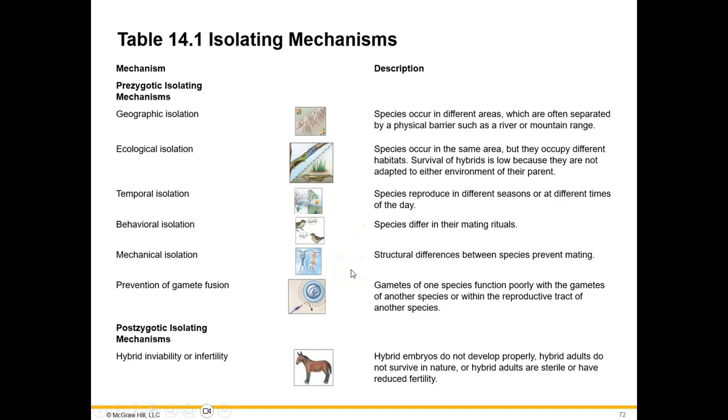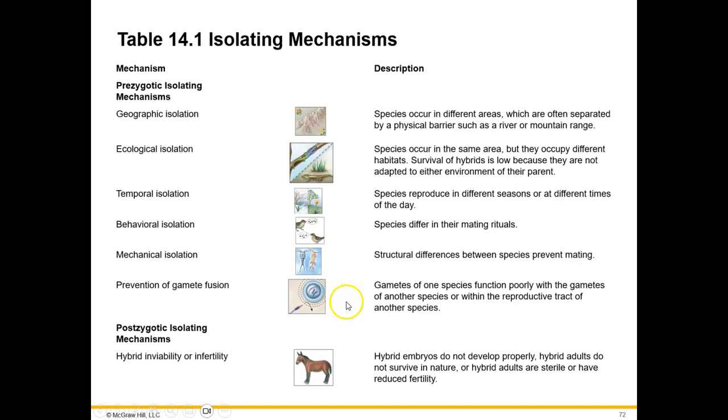Mechanical isolation is an instance where there are structural differences, like physical differences, between the two species that's going to prevent them from being able to mate together. And then prevention of gamete fusion is where we have sperm that has found the egg, but is not going to be able to fuse to form that zygote.